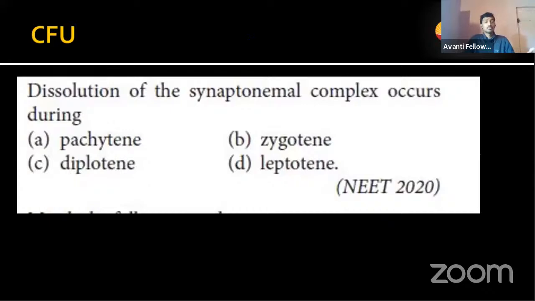Even though this chapter is small and easy, it is very important. Remember, 16 marks is not a simple thing. So 4 questions actually: 2 questions from meiosis and 2 questions from the interphase.